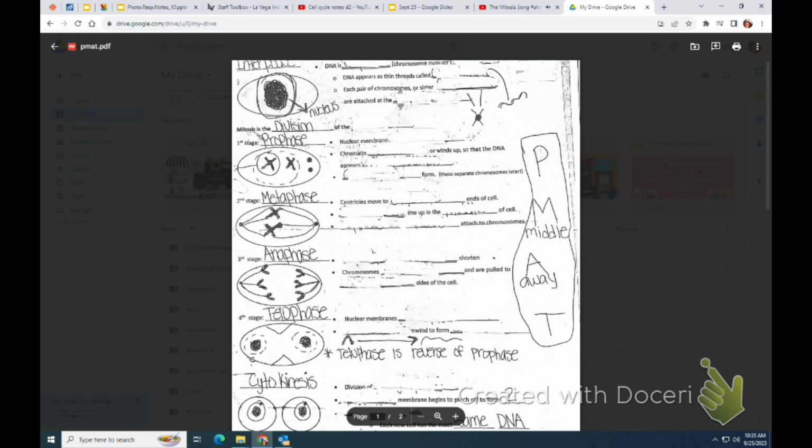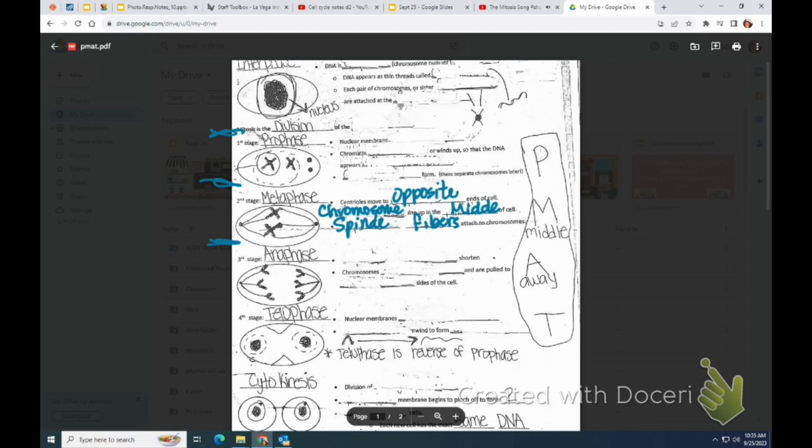All right. I apologize. We are back on metaphase. Centrioles move to the opposite ends of the cell. Chromosomes line up in the middle of the cell. Spindle fibers. That's another organelle that you probably didn't talk about in 7th grade. Spindle fibers attach to the chromosomes. So we've had prophase, we're in metaphase.